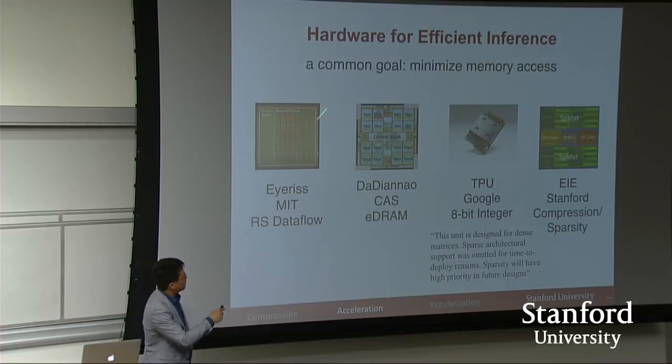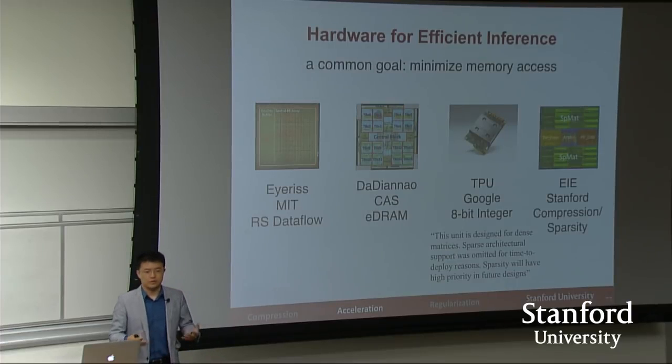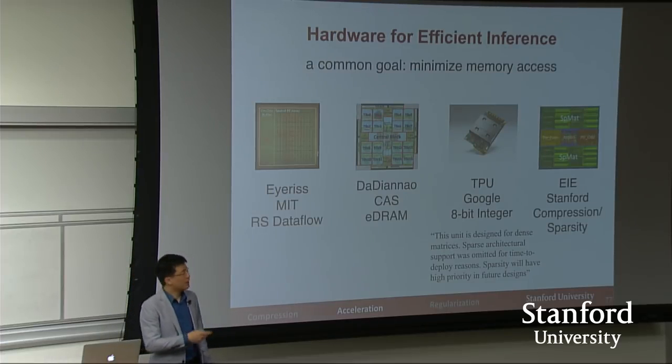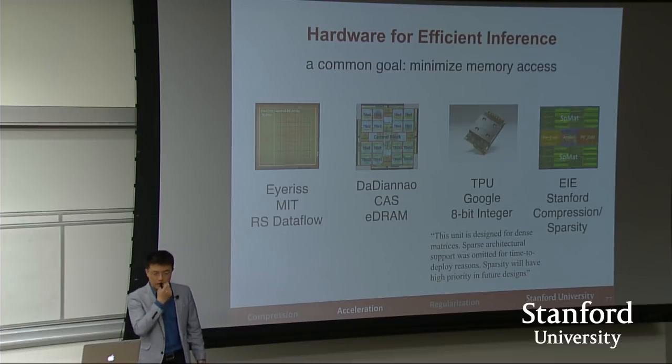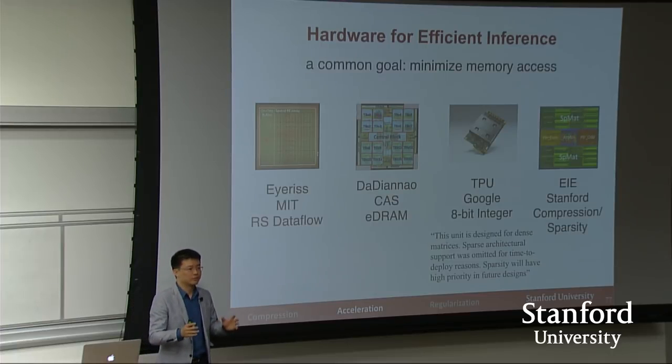There is a wide range of domain-specific architectures, or ASICs, for deep neural networks. They have a common goal, which is to minimize memory access to save power. For example, Eyeriss from MIT uses the row stationary dataflow to minimize off-chip DRAM access. And DaDianNao from the Chinese Academy of Sciences buffered all the weights in on-chip memory instead of having to go to off-chip DRAM.